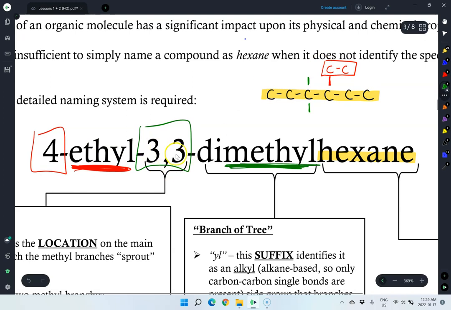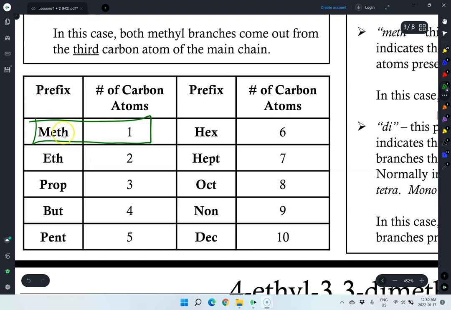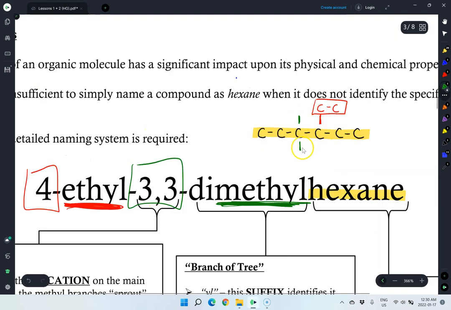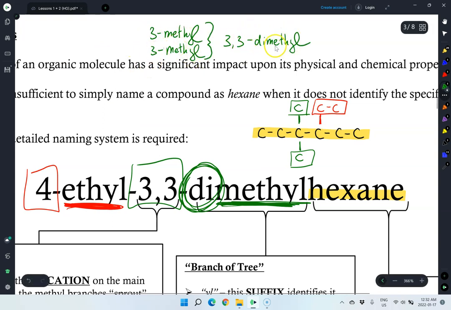Now on the number 3 carbon, we have a methyl branch. Looking back at the chart, we see that the prefix meth means that there's 1 carbon in that branch, so each of these placeholders contain a single carbon. Now the reason why they put a di prefix here is to show the reader that there are 2 of these methyl branches. So instead of writing 3-methyl twice, it's a bit of a shortcut to say 3,3-dimethyl. So 2 methyls, and they're both located on the number 3 carbon.